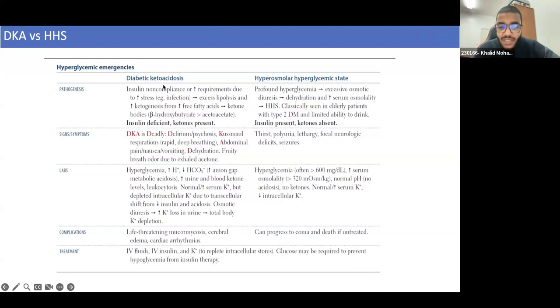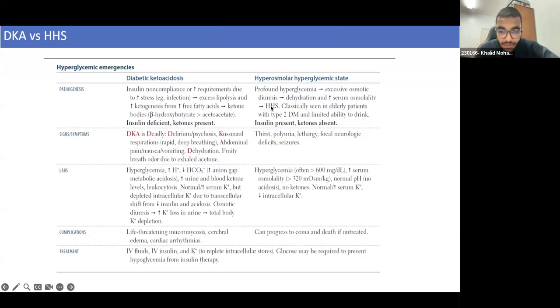What's the difference? For diabetic ketoacidosis, we already mentioned the reason: it's high levels of ketones in the blood, which will cause acidosis. For HHS, it's excessive osmotic diuresis, which means there's too much glucose in the blood, and that will cause a lot of water to be pulled out. The classic presentation is polyuria and thirst, because there's too much glucose pulling a lot of water outside, and thirst because a lot of water is being pulled outside.